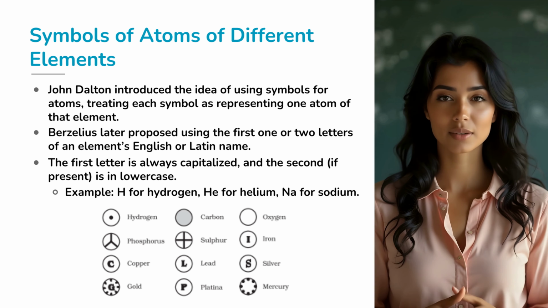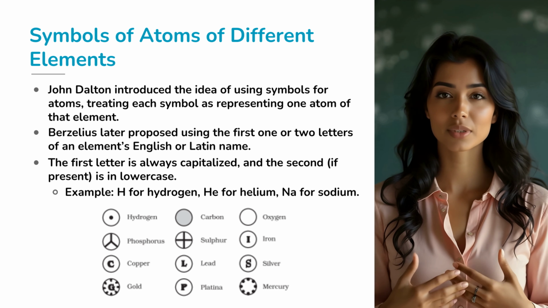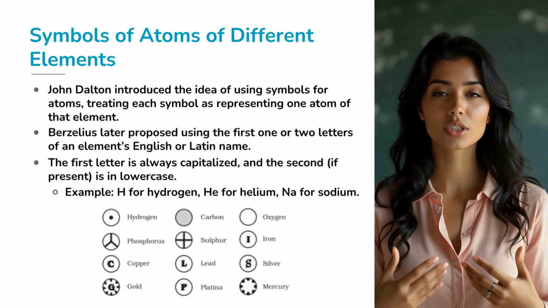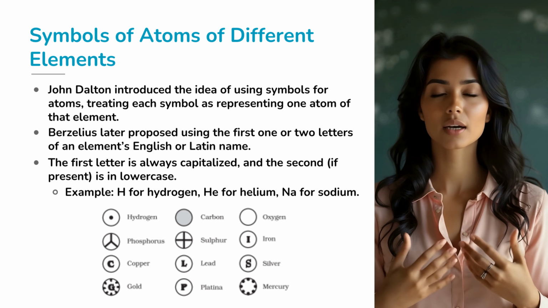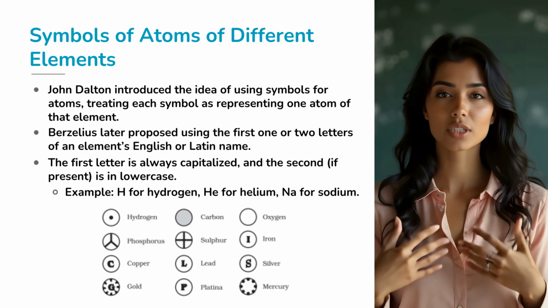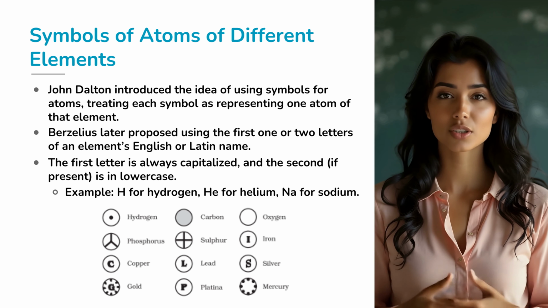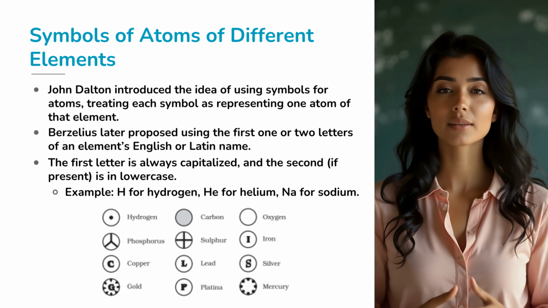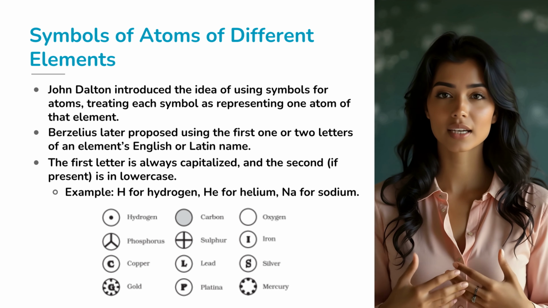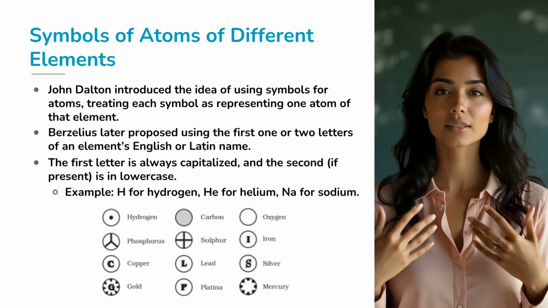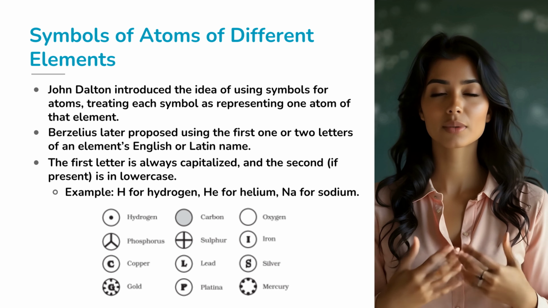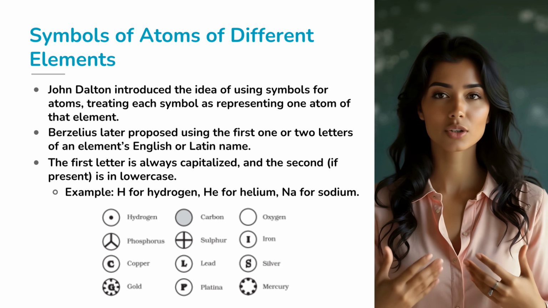Now that we know atoms exist, how do we write or represent them? Let's rewind to the early 1800s. John Dalton proposed a brilliant idea: use symbols to represent atoms of different elements. Not only would this save time, but it also gave atoms a visual identity. For example, Dalton used a simple circle for hydrogen and different patterns for others. Later, a more practical system came, using one or two letters from the element's name. This is what we use today.